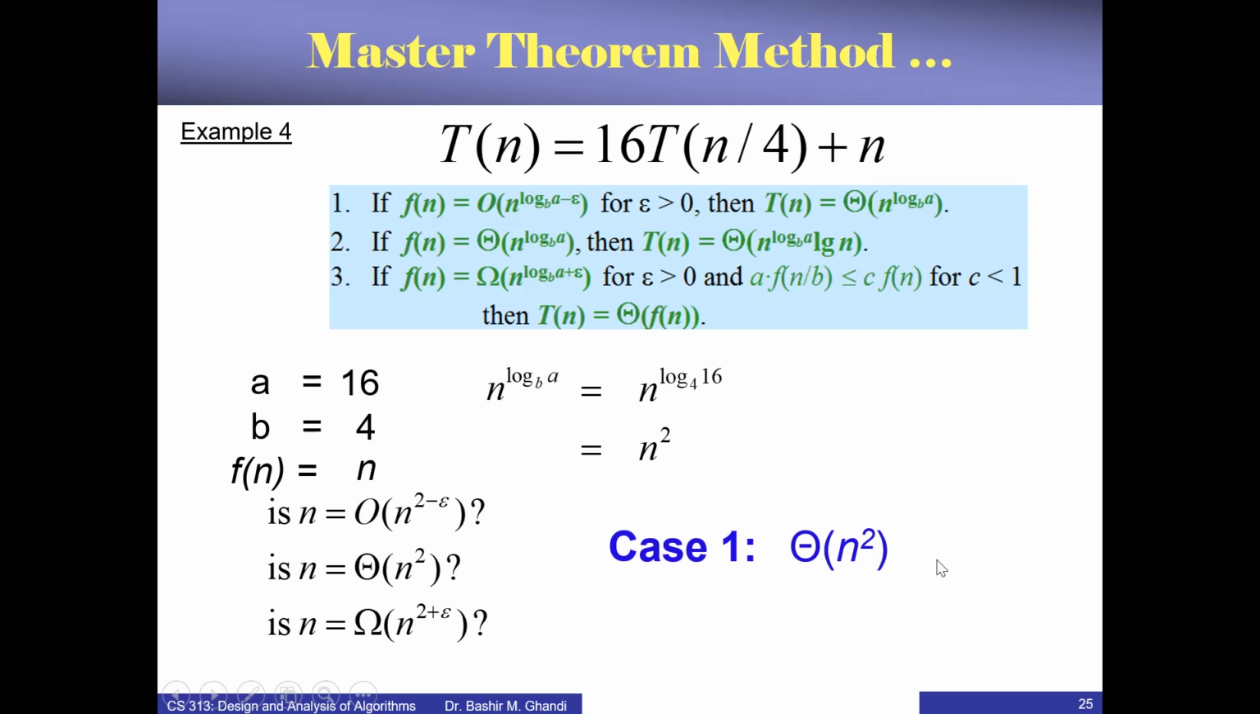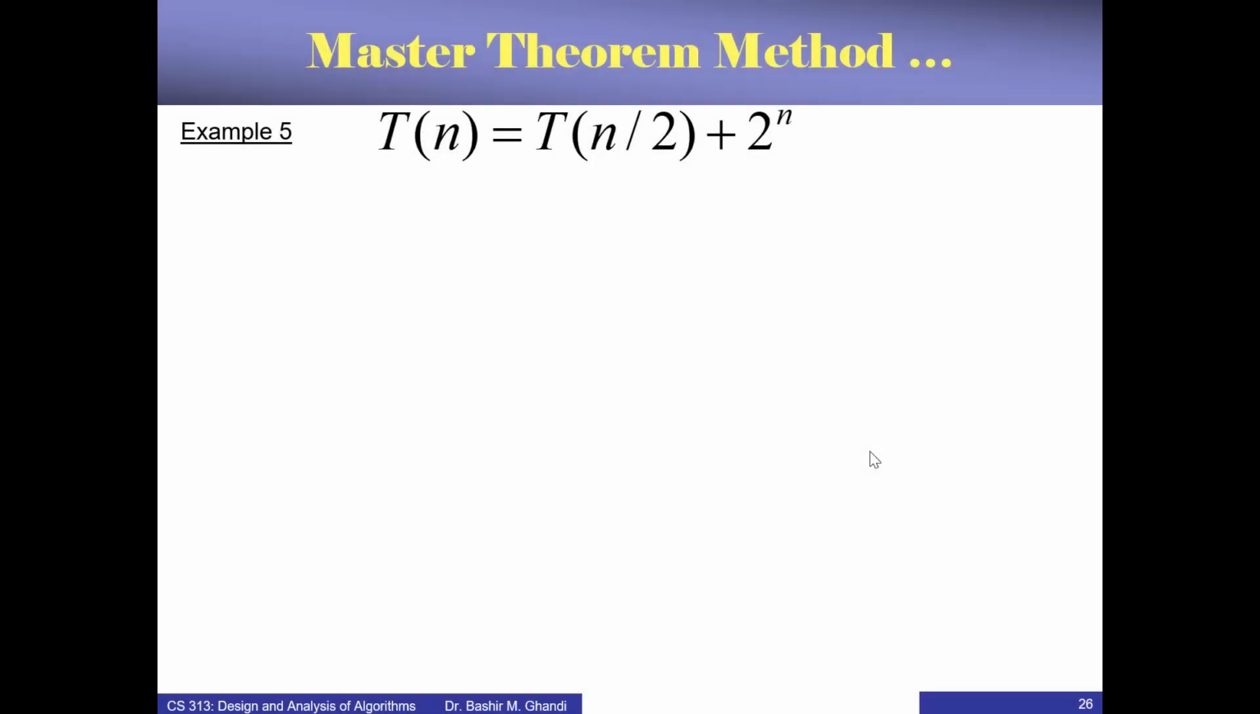So this is basically how to apply the algorithm. You have to find the values of a, b, and f(n), compute n to power log of a to base b, and then do the comparison, decide which case it is, and automatically you know the answer. Let's take another example. T(n) equal to T(n over 2) plus 2 to power n. Okay, this is an exponential function. So most likely it's going to be case 3. The f(n) is likely to be bigger, but we will check and see.